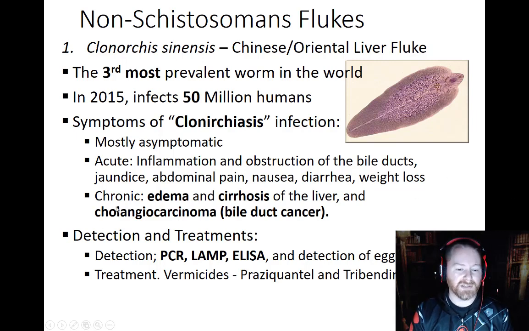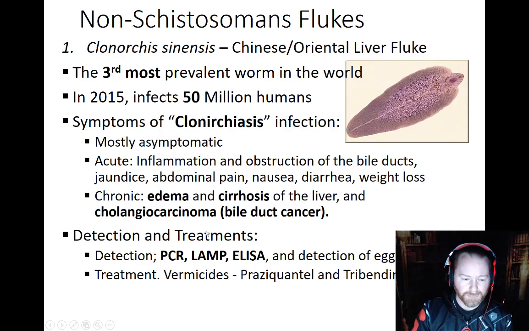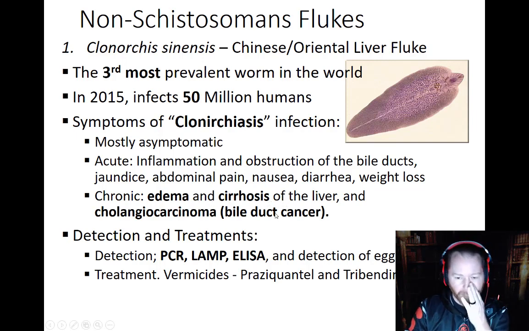But some of the chronic things that can happen are edema and cirrhosis of the liver, and it can lead to cholangiocarcinoma, which is essentially bile duct cancer. So this little guy gets into your bile duct, he backs it up, he damages some of the cells. The cells can lead to cancer. Cirrhosis is simply the death of the cells. So yeah, you don't want your cells dying, you don't want this guy in there.